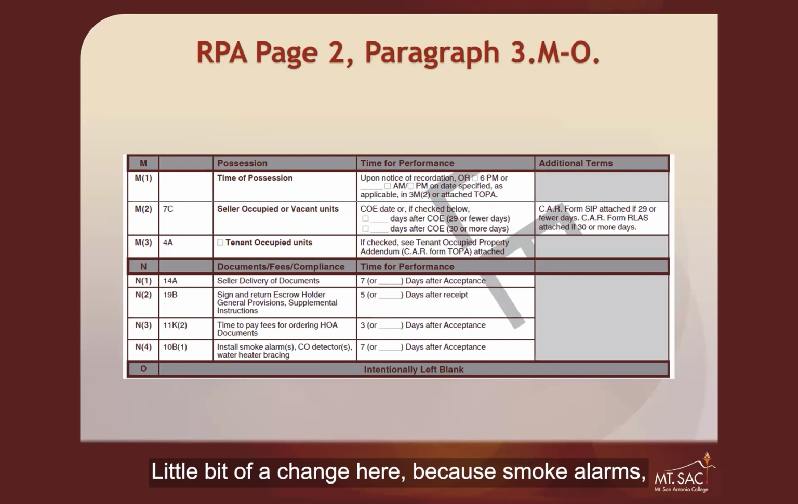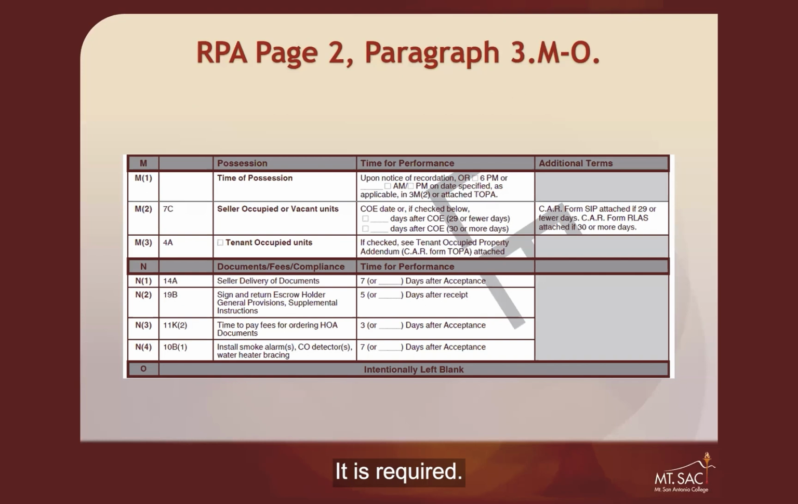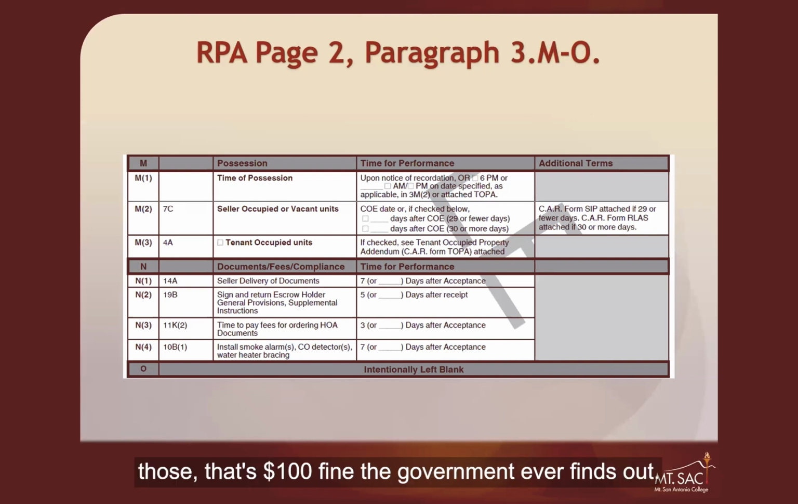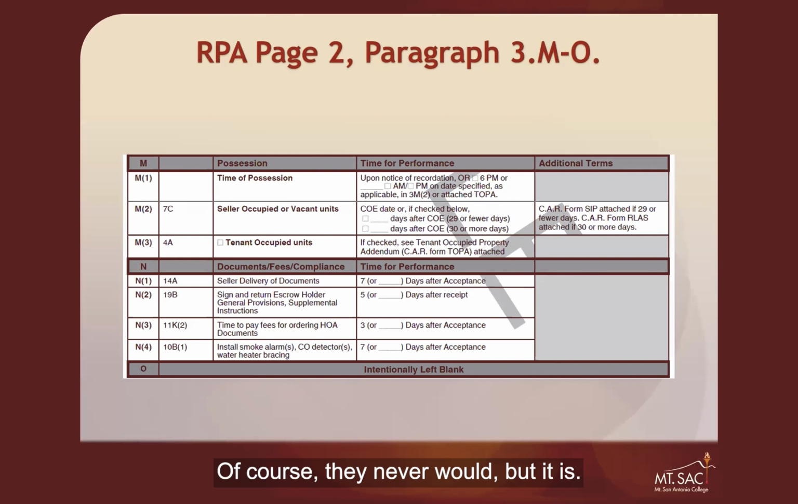Because smoke alarms, CO detectors and water heater bracing is required. This is not a point of sale requirement. It is required in all homes. And if one of your homes does not have those, that's a $100 fine if the government ever finds out. Of course, they never would, but it is. So seller needs to install those items within 7 days if they're not already present.